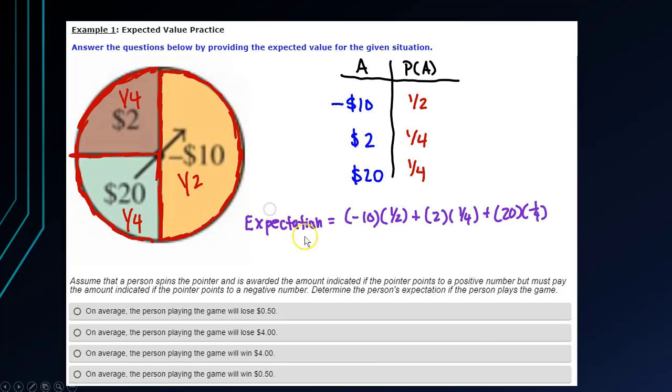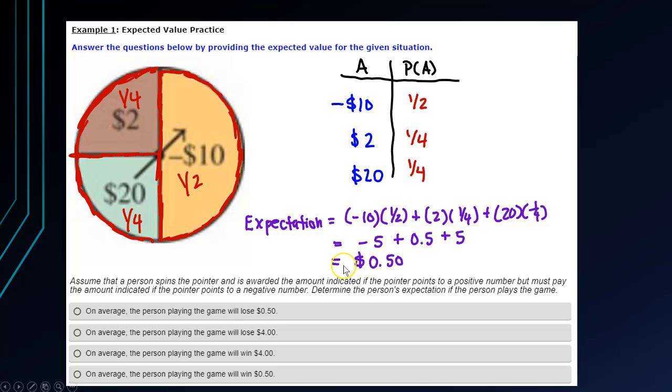So the expectation, I'm going to do -10 times a half, plus 2 times a fourth, plus 20 times a fourth, which gives me -5 plus 0.5 plus 5, which ends up being 0.5, or in this case, since it's dealing with money, it's 50 cents.